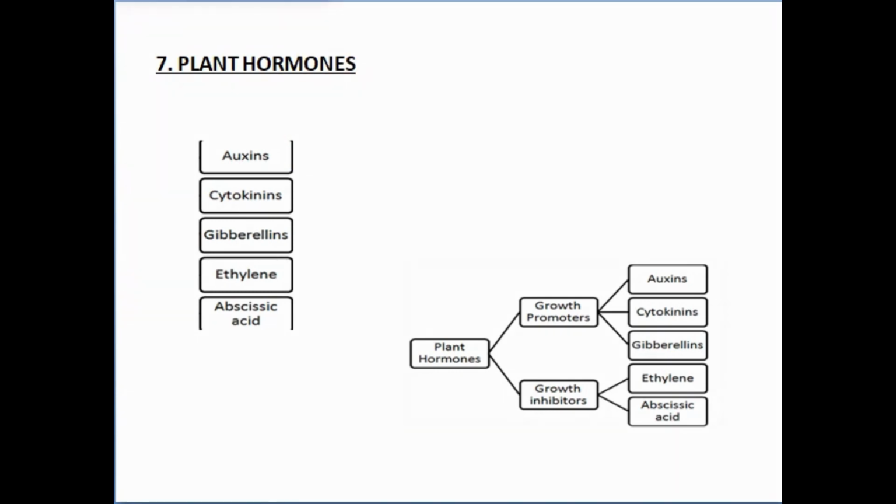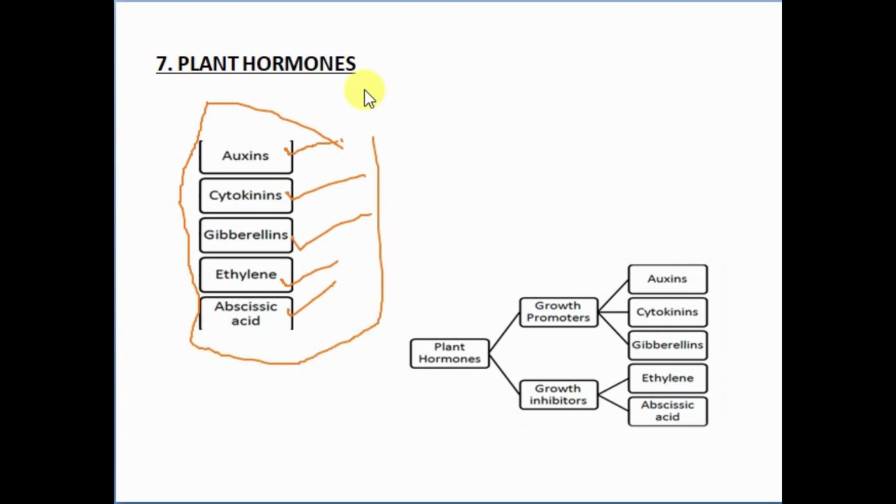So, how many types of plant hormones are there? We have five types of plant hormones. The first one is auxin, then we have cytokinins, then gibberellins, ethylene, and abscisic acid. So, these are the five hormones which are in your syllabus. What are the five hormones? They are auxins, cytokinins, gibberellins, ethylene, and abscisic acid.